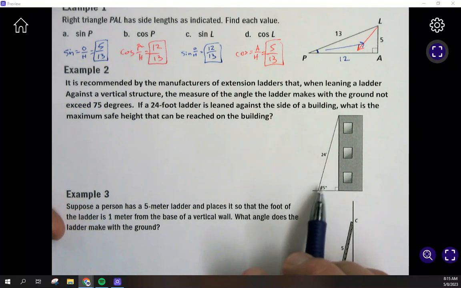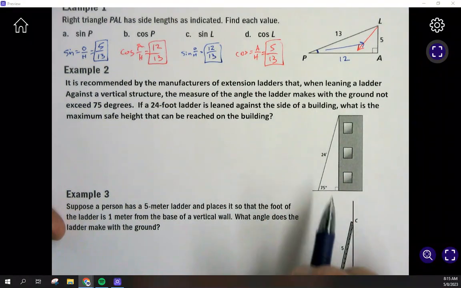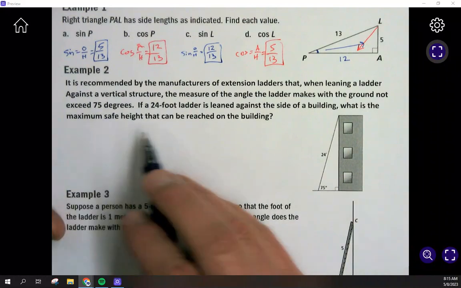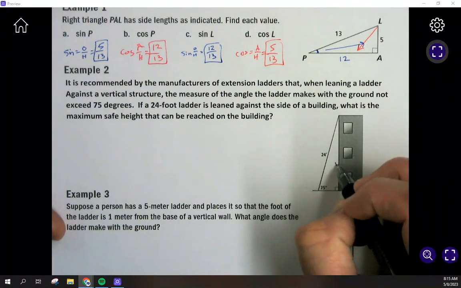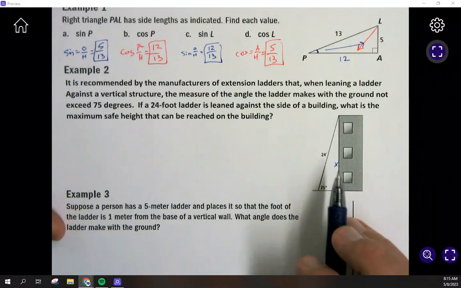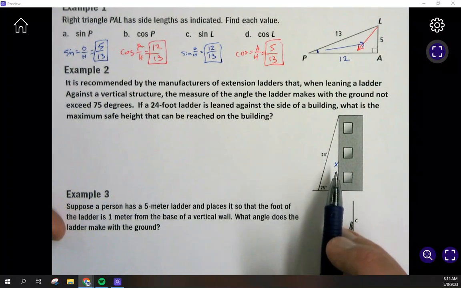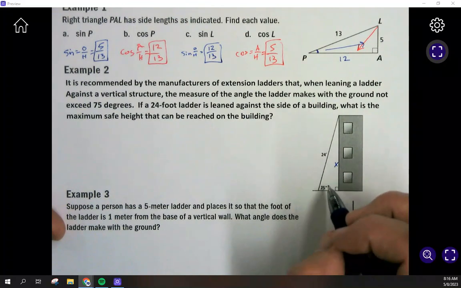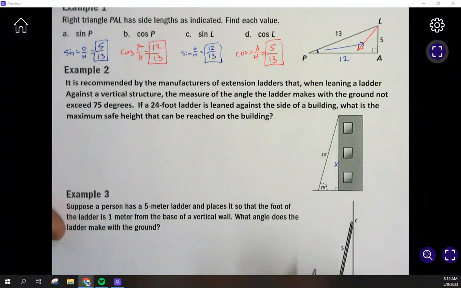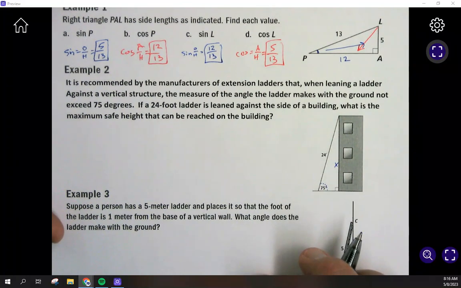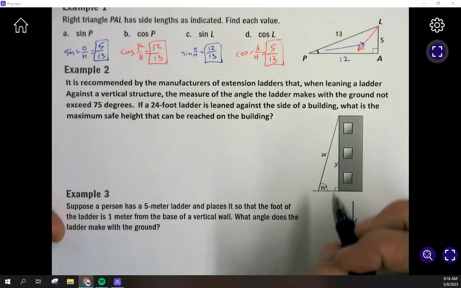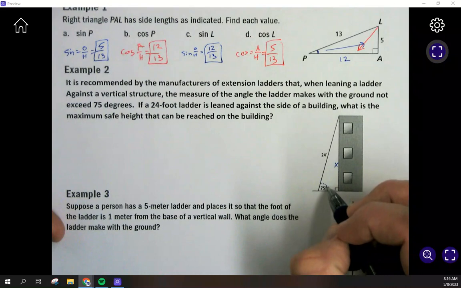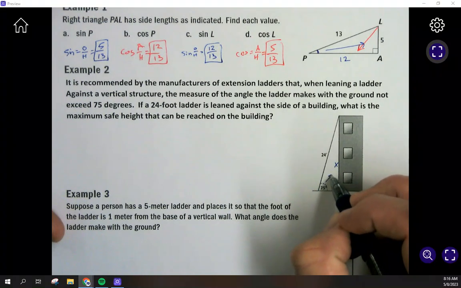So that is the largest angle that they recommend that you make when you lean this up against a building. So they want to know what's the maximum safe height that you could reach on the building, which would be x. So we're going to have to figure out, do we use sine, cosine, or tangent? We already know how to set this up in terms of this equals this with tangent, and then you cross multiply or you divide. But now we have to take a look, what angle are we using and what sides do we have?